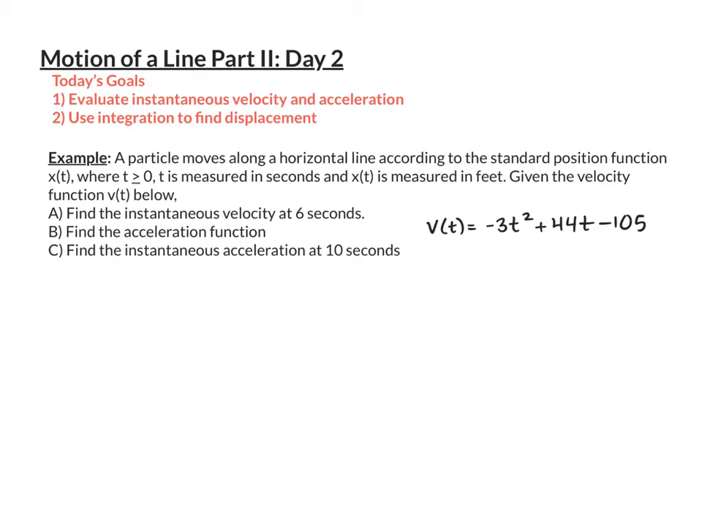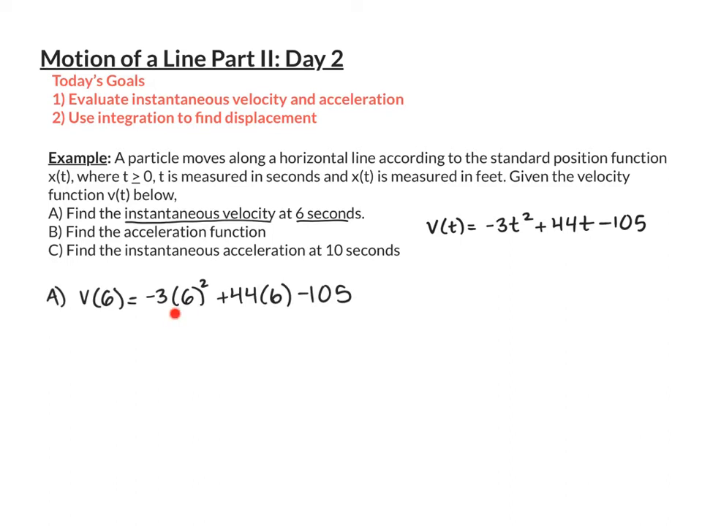When I say the word instantaneous velocity, I'm talking about the velocity at that exact second. So at 6 seconds, what is my velocity? All you have to do is plug in 6 for the t in the velocity function. I'll label this part A. For part A, all we need to do is find v of 6: negative 3 times 6 squared plus 44 times 6 minus 105.